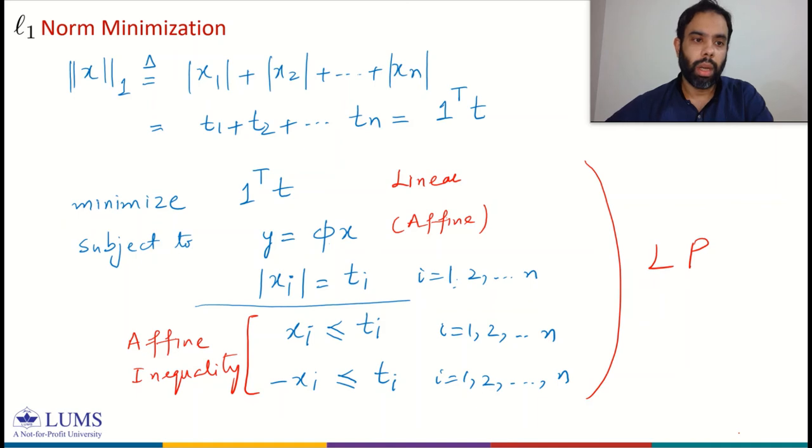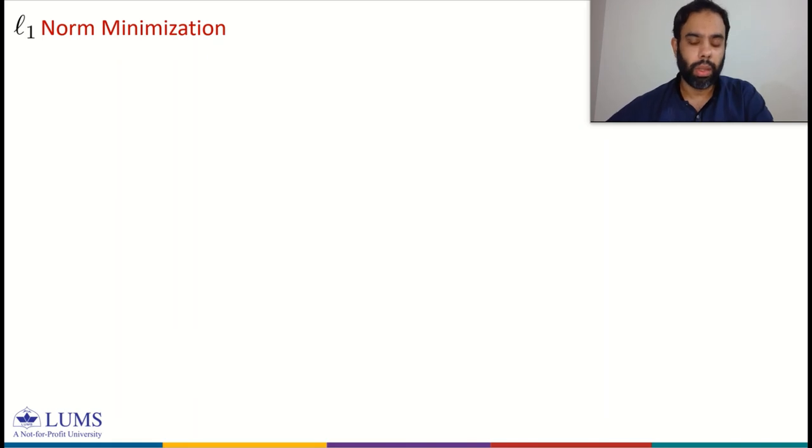In L1 norm minimization, we minimize the L1 norm subject to affine equality constraints defined by our measurement model. And we know that an affine equality constraint refers to a hyperplane. So the solution of L1 norm minimization is an intersection of the L1 norm ball, the one norm ball, and a hyperplane.